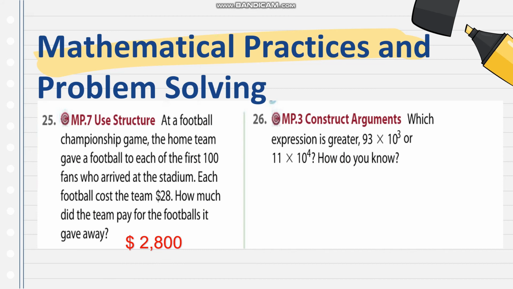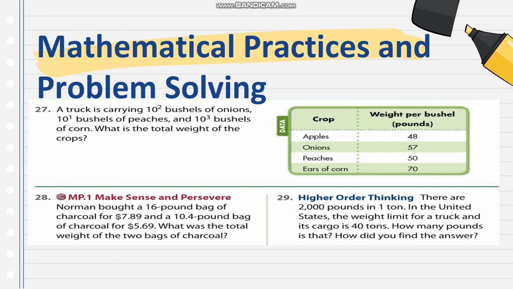Which expression is greater? 93 multiplied by 10 cubed or 11 by 10 to the fourth power? So 93 multiplied by 10 cubed means 93 then add 3 zeros because the exponent is 3, so the answer is 93,000. And 11 multiplied by 10 to the fourth power, we need to add 4 zeros. It means the answer is 110,000. So which is greater? 27.